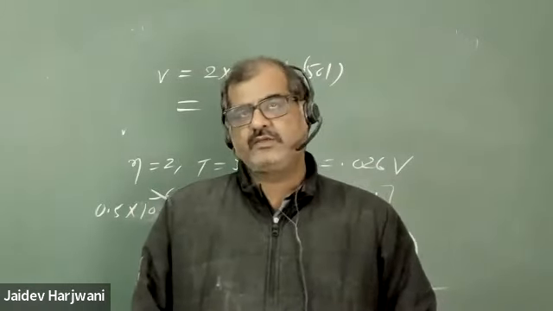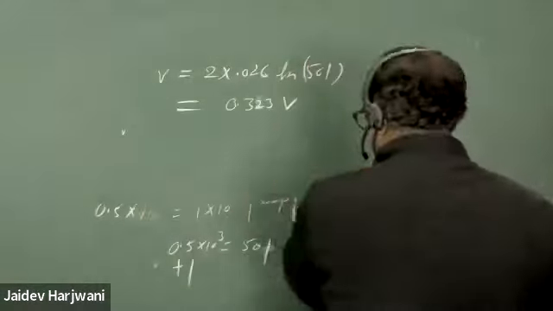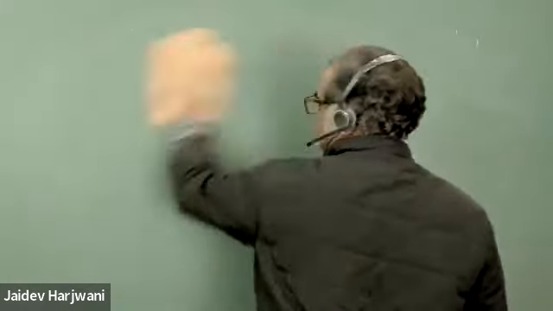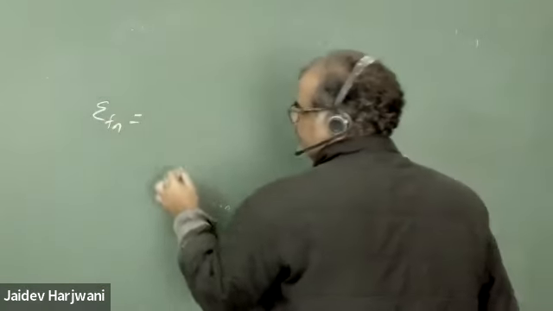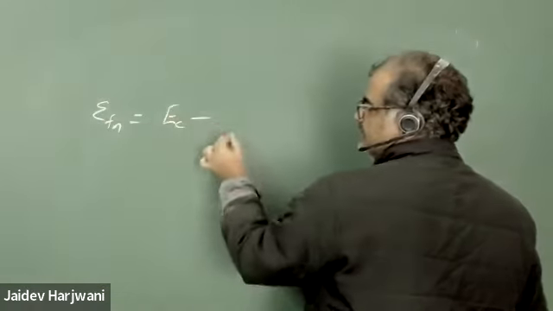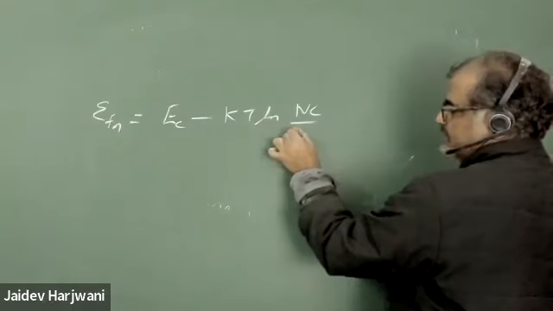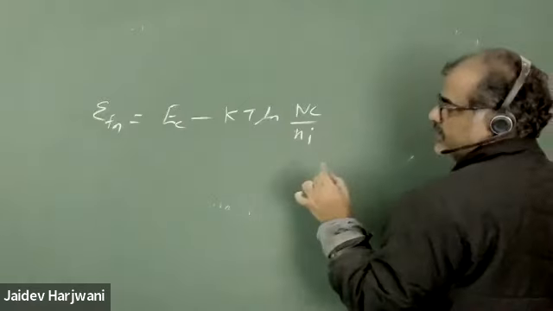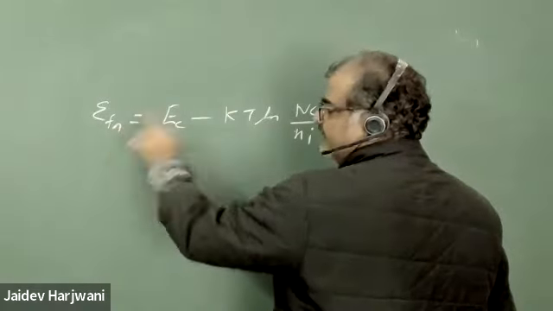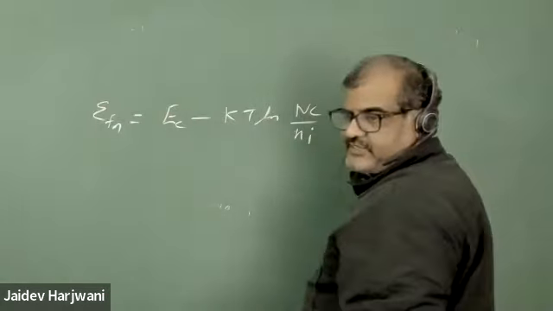Sir, the equation we had here was EFi plus kT ln Nc by Ni, so it is increasing, no sir? No, you have EFn, that is Ec minus kT ln Nc upon Nd. Sir, that is plus. EFn is the Fermi level of n-type material. The Fermi level cannot be greater than Ec; it is always less than your conduction band.